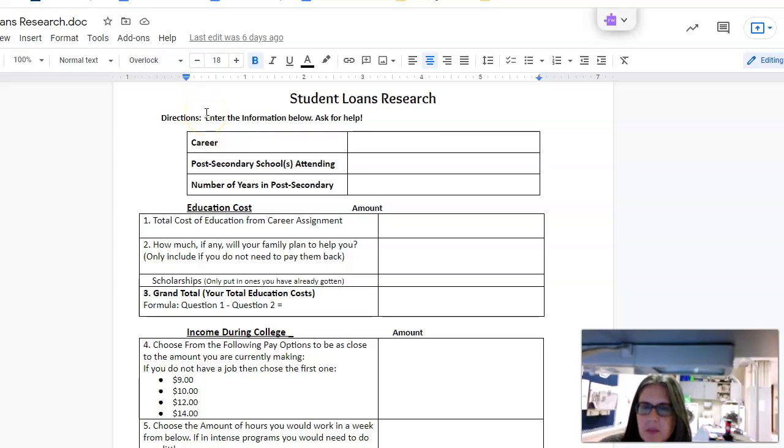Everybody, I am doing a walkthrough for your student loans assignment. So first thing, you need to make sure you have your career assignment done before you can do this. So if you haven't finished that, do that.